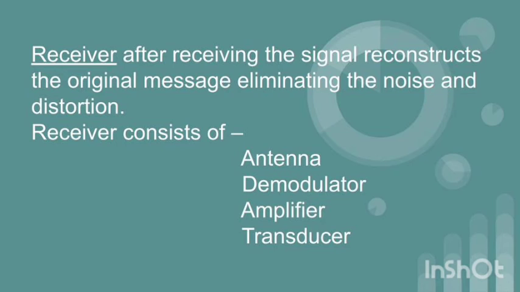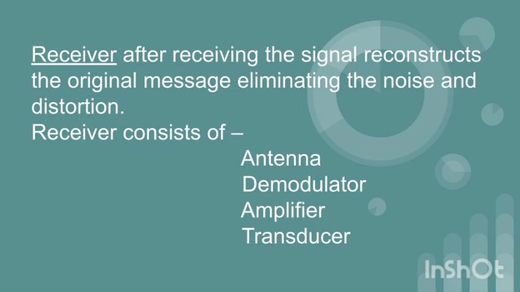In wireless communication, receiver consists of antenna, demodulator, amplifier, and a transducer. It extracts the desired message signal from received signal through the channel output. Antenna receives the signal. It is a metallic structure used to radiate or receive electromagnetic waves. Demodulator, which is a detector, separates the low frequency audio signals from the modulated signals.